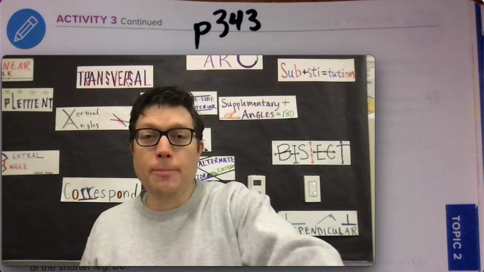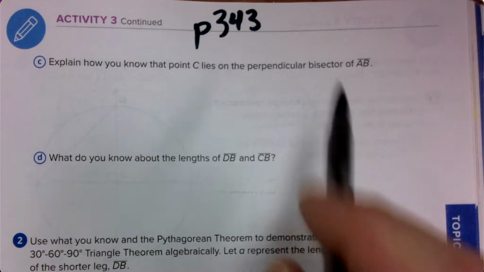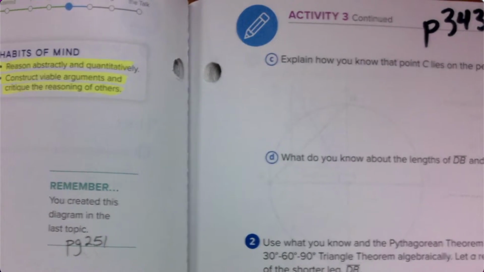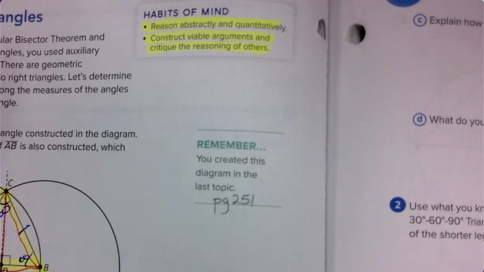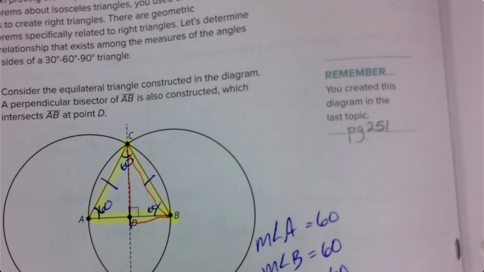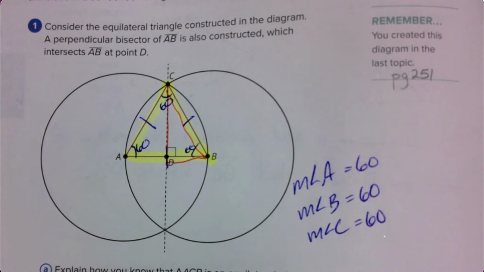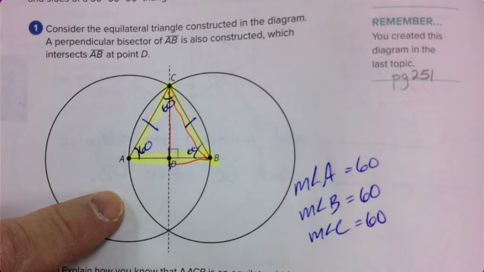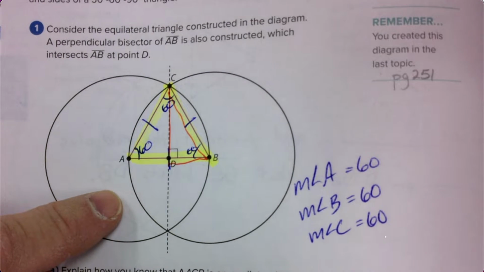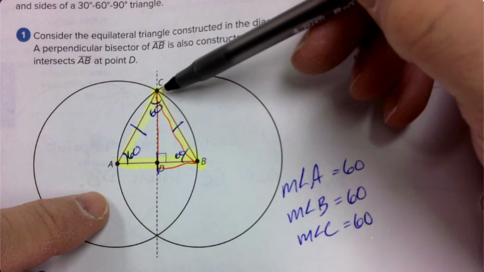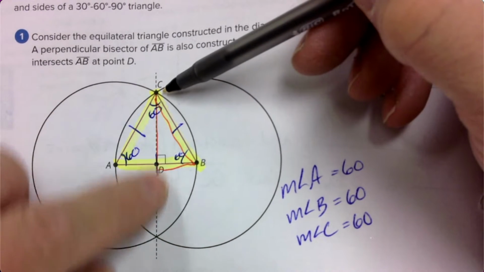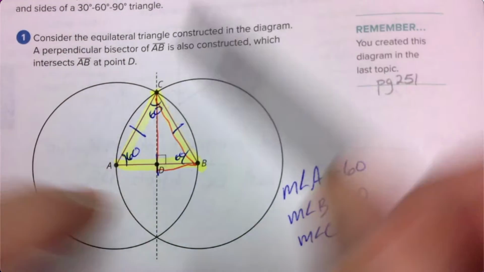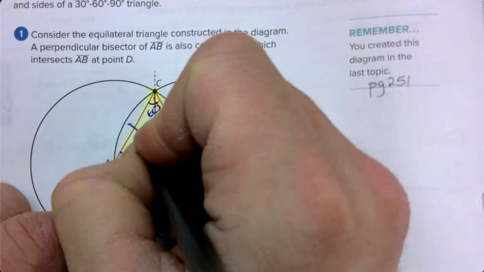Explain how you know that point C lies on the perpendicular bisector of AB. In order for us to study this, we need to go back and take a look at the picture of the triangle that's drawn when two circles overlap and they share a common side across the bottom. So this question from the other page says, how do you know point C is on the perpendicular bisector of AB? Well, it's because C is equidistant, which is why there's a spike and a spike.